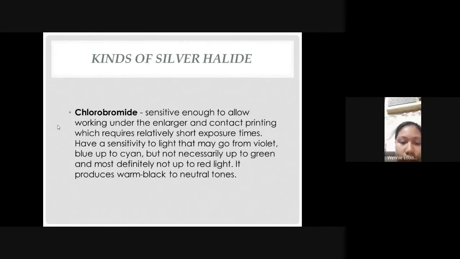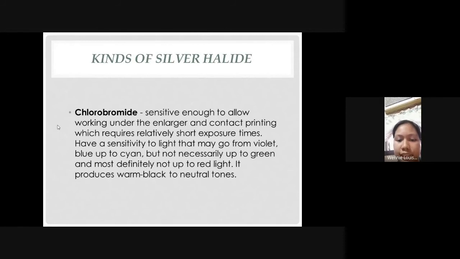So next is the chlorobromide, sensitive enough to allow working under the enlarger and contact printing, which requires relatively short exposure times, have a sensitivity to light that may go from violet, blue up to cyan, but not necessarily up to green, and most definitely not up to red light. It produces warm black to neutral tones. So, chlorobromide photographic paper, the result of the image has a dark kind of tone.